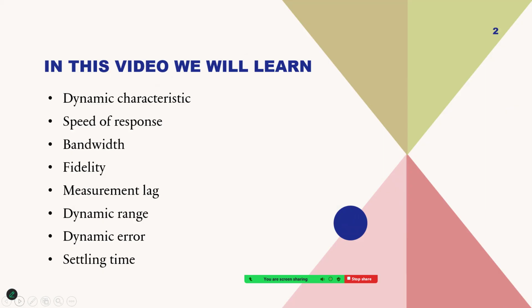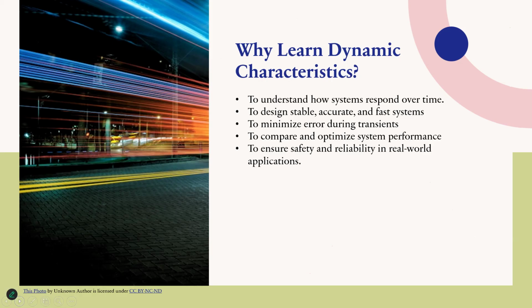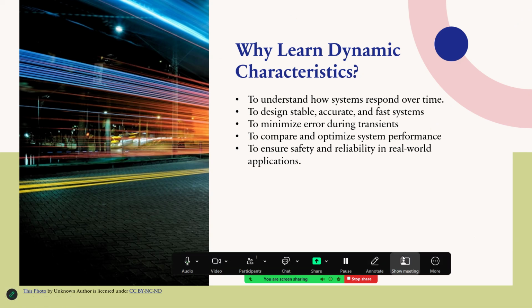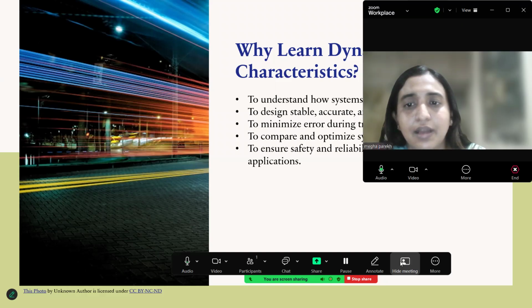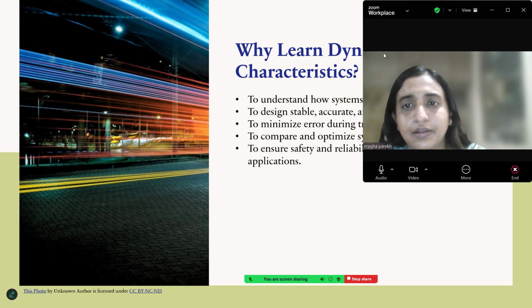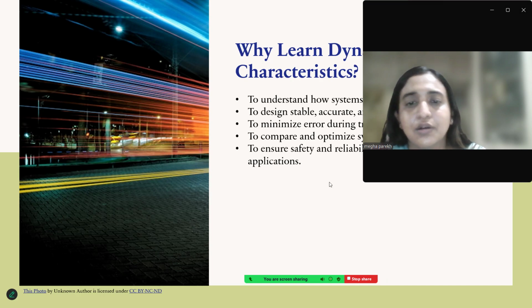So let's start. In this video, we will learn dynamic characteristics, speed of response, bandwidth, fidelity, measurement like dynamic range, dynamic error, and settling time. Why do we learn dynamic characteristics? To understand how a system responds over time, to design a stable, accurate system, to minimize error during transients, to compare and optimize the system to ensure a safe and reliable system.